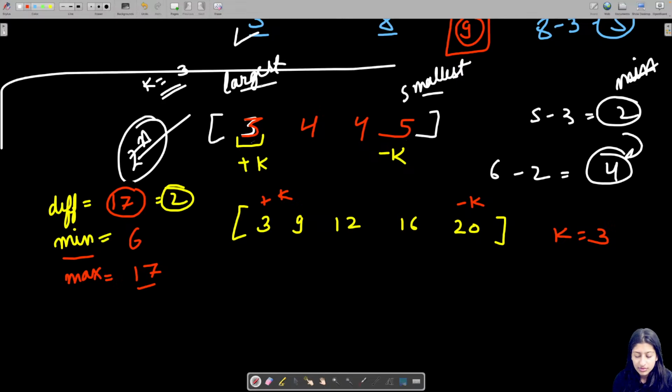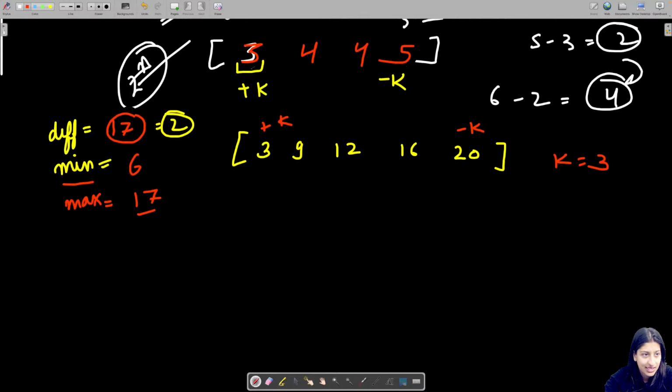Only then can we see if we are minimizing the difference, and to what value we are minimizing it. We'll do the same thing, plus and minus k on all the towers. Now what I'm going to do is take a for loop starting from i equal to 1, and i will be less than n.